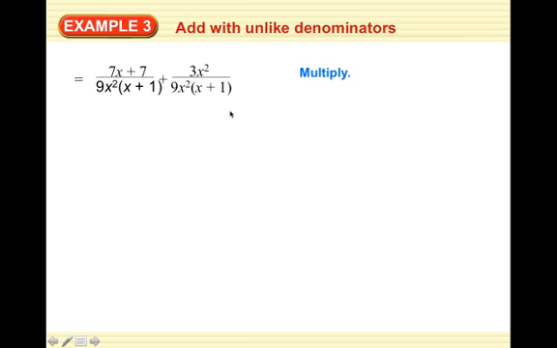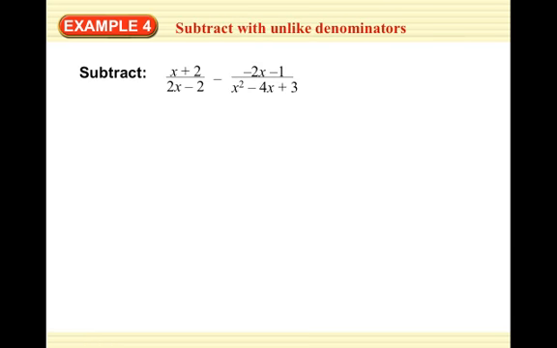We just got it in the form of the least common denominator. All right, now that we have our least common denominator, we add our numerators together and use our least common denominator. So let's see, we're going to put it in standard form. So we're doing 7x plus 7 plus 3x squared, but standard form tells us to write the 3x squared first, plus 7x plus 7, and it's all over 9x squared times x plus 1.